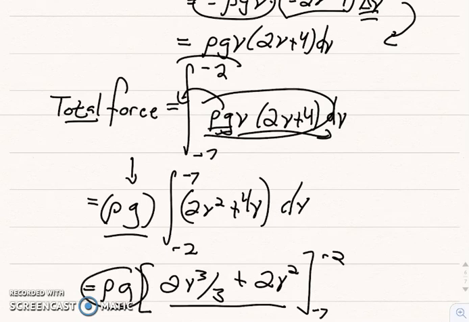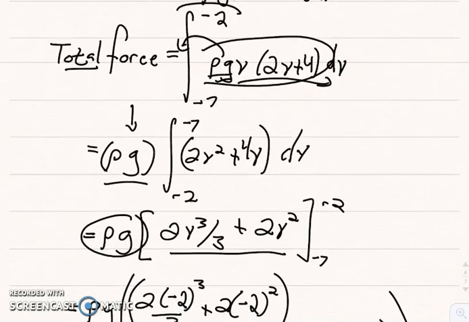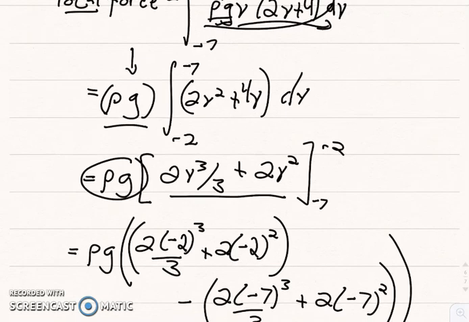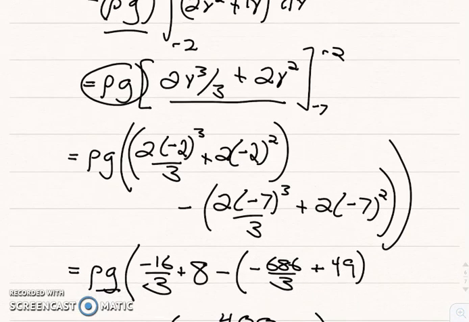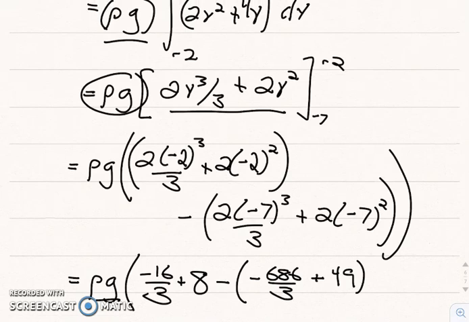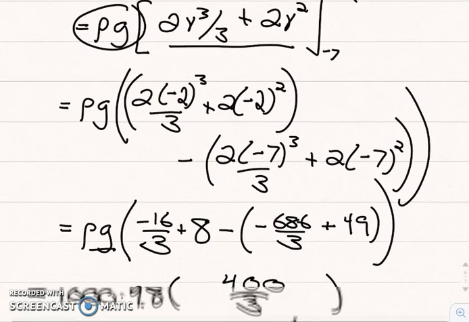And I haven't forgotten about our constants, rho g, sitting in front. Doing so, evaluating at negative 2, subtracting, evaluating at negative 7, right here and here, gives us rho g times this expression. So we get negative 16 thirds plus 8 minus negative 686 over 3 plus 49. All of those constants simplify down to 400 over 3.